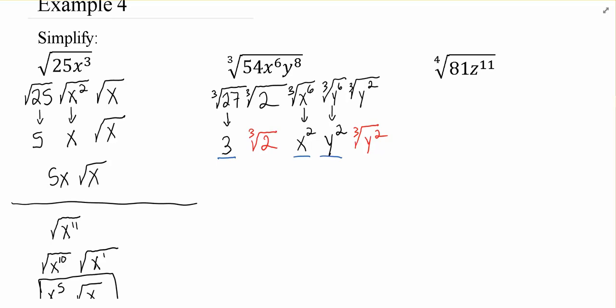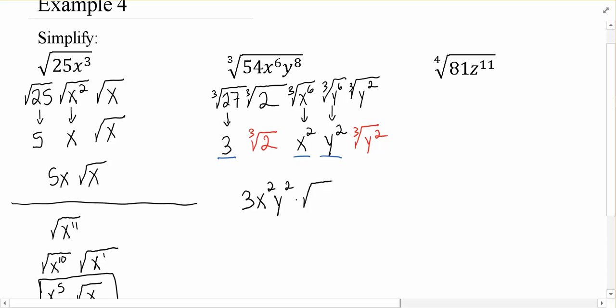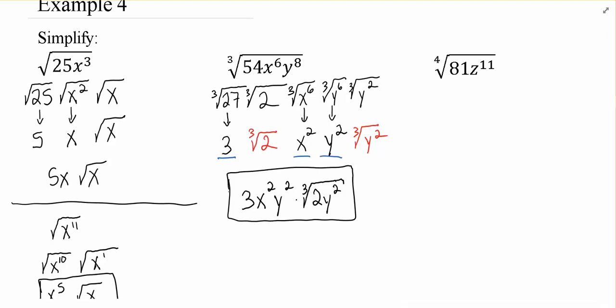And now comes the clean it up step, and now it's actually really important because that's a mess, what we have right now. And what we want to do in the clean it up step is take anything that's not a radical and bring it together up front. So we have 3x squared y squared. And then we want to take everything that is a radical and put it together. Cube root of 2 and cube root of y squared become cube root 2y squared. And now this is a much prettier answer. That's what we mean by clean it up. Let's look at one more example.